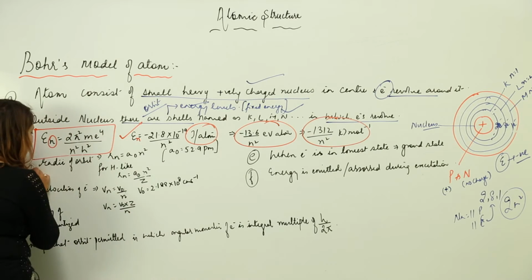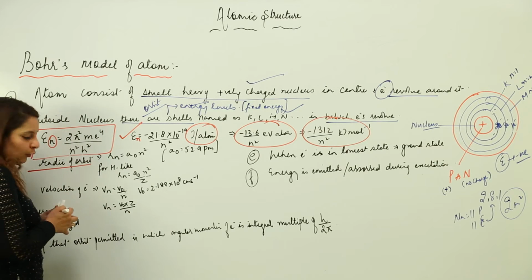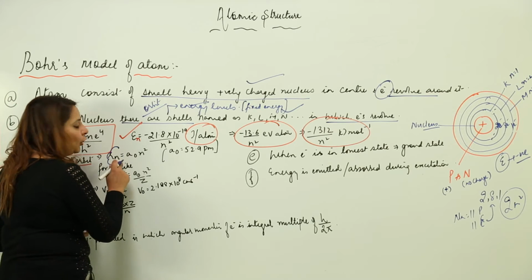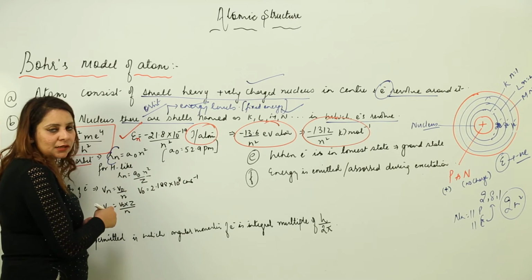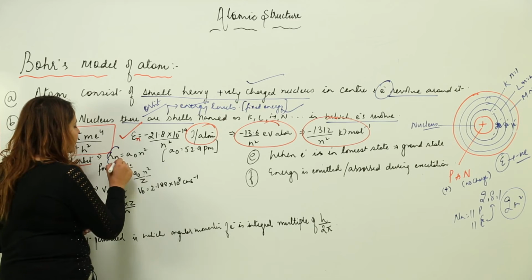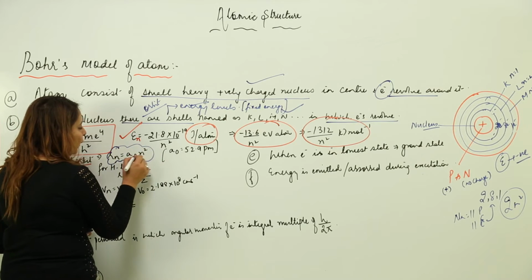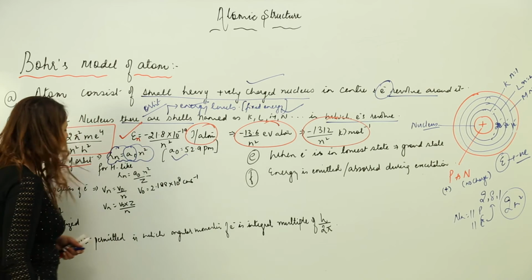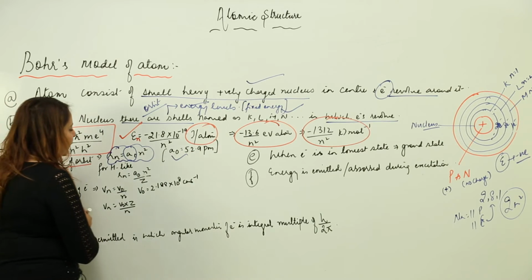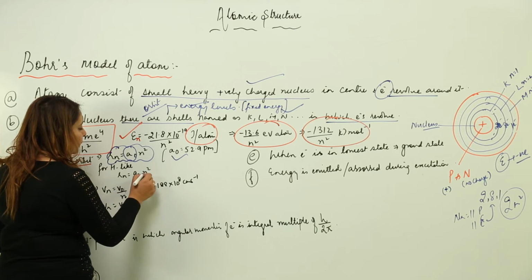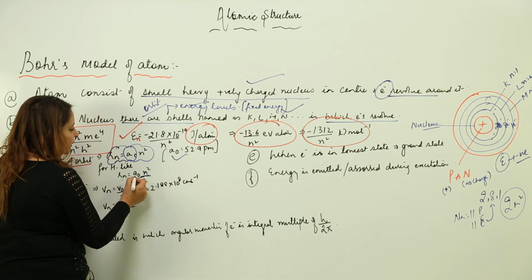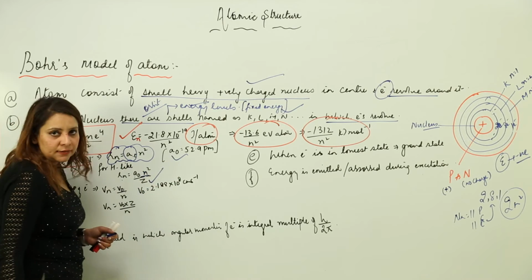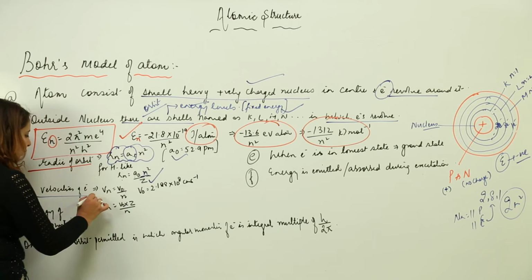Then we can also know about the radii of the orbits. What is the formula for that? Rn, the radius of any orbit you want to know, is equal to a naught into n square, where a naught is 52.9 picometer. For hydrogen-like atoms we divide it by the atomic number also, so Rn is a naught into n square divided by Z.